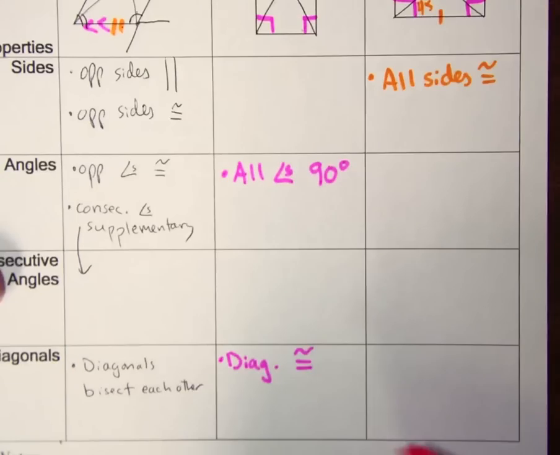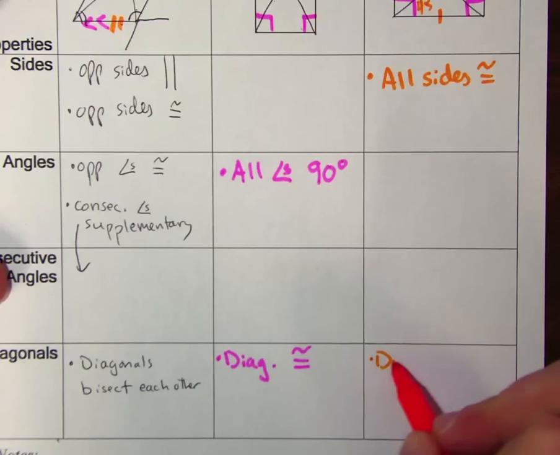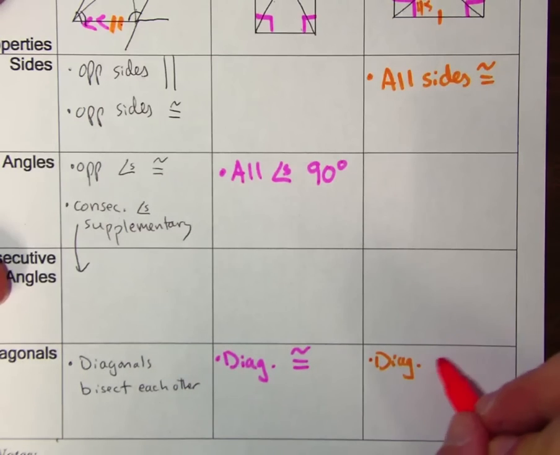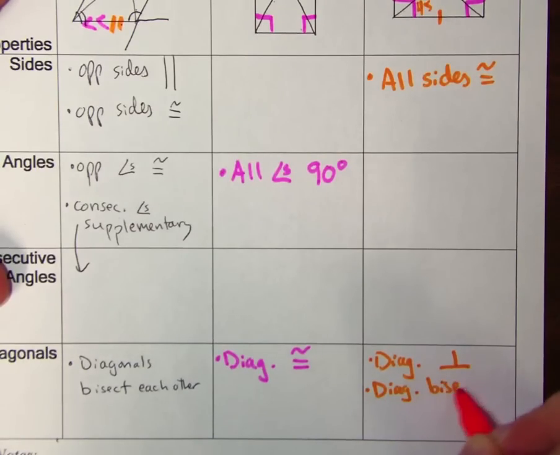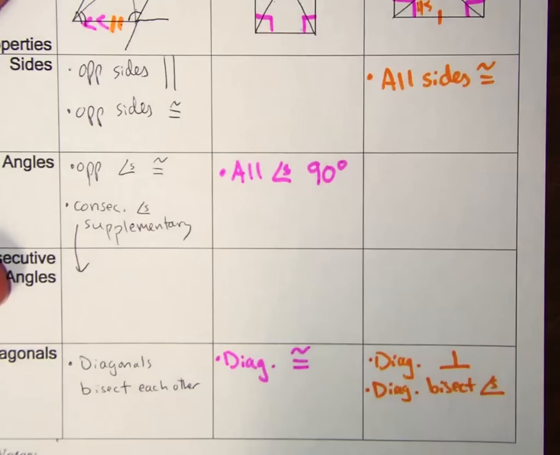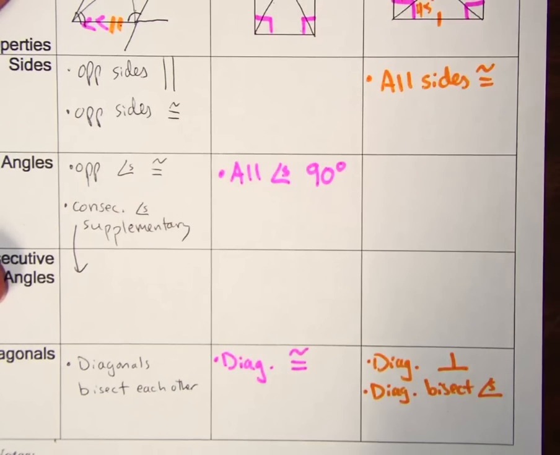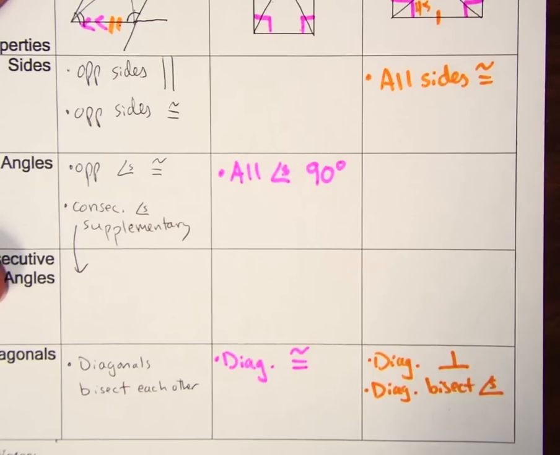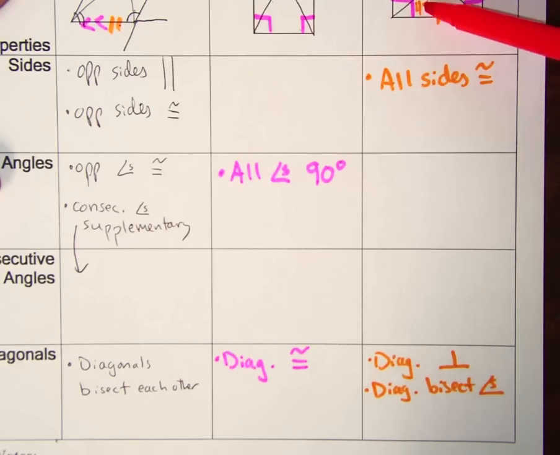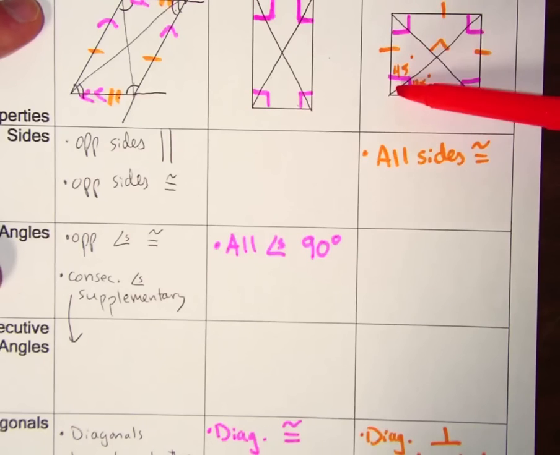So I'm going to come down here and say the diagonals, they are congruent, but they go further, and the diagonals are perpendicular. The diagonals also bisect the angles into 45 and 45. So those are the additional rules that make you a square, to have all the sides congruent and then perpendicular diagonals, and the diagonals bisecting the angles when they get to the corner.